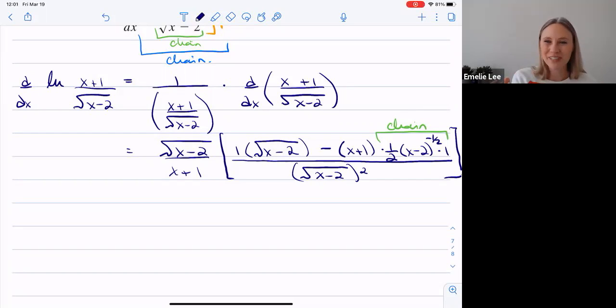There are no more derivatives. We're done with the derivatives. So now it's a matter of simplifying, right? And so what can we do? Well, I'll rewrite this x minus 2 to the negative 1/2 in the denominator and see what happens. Or what else did I do here?